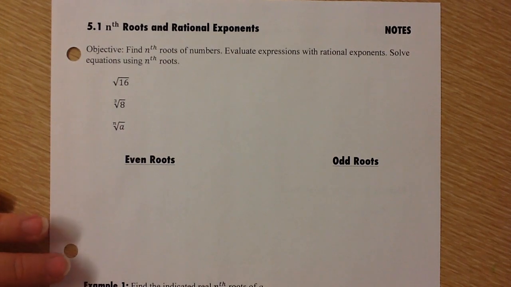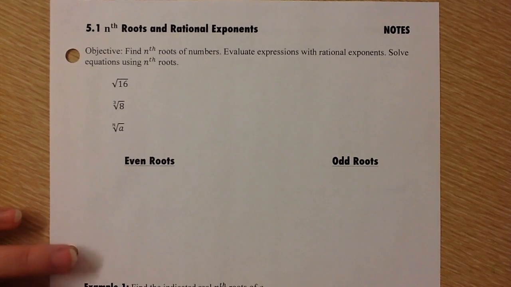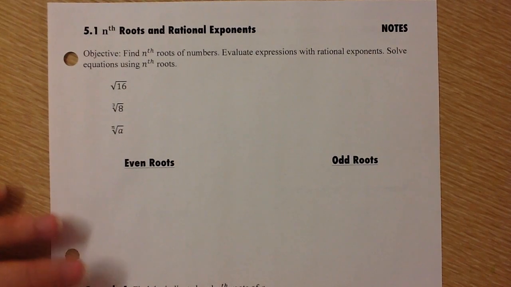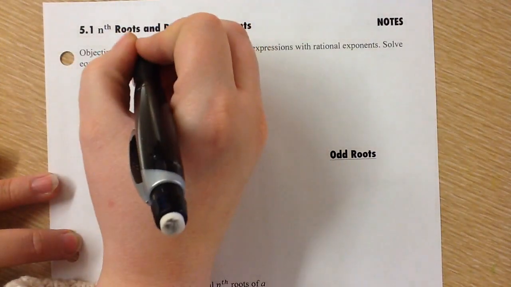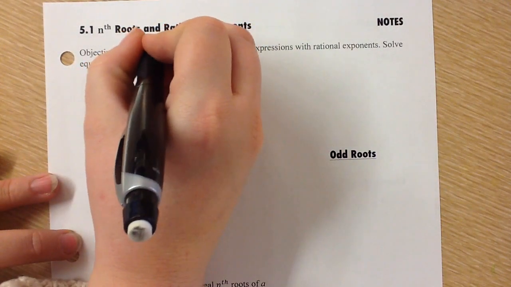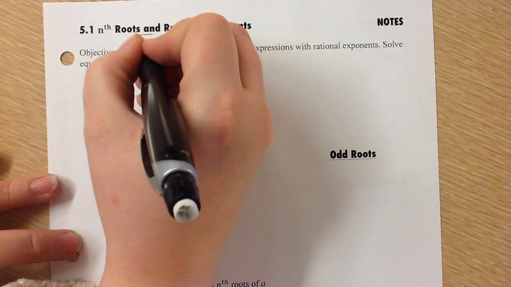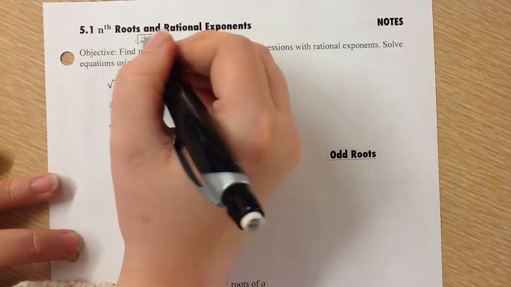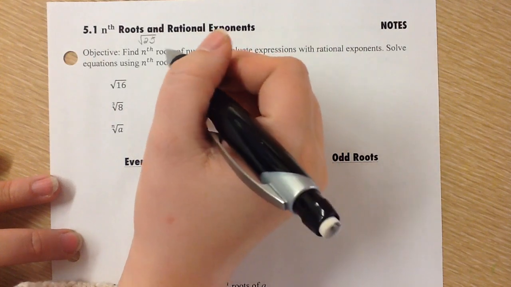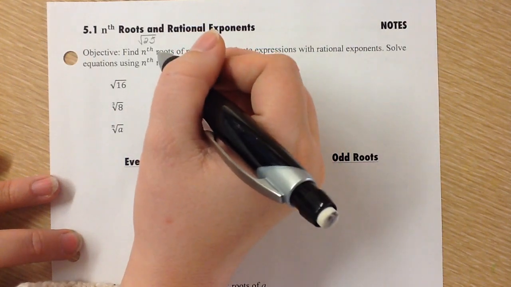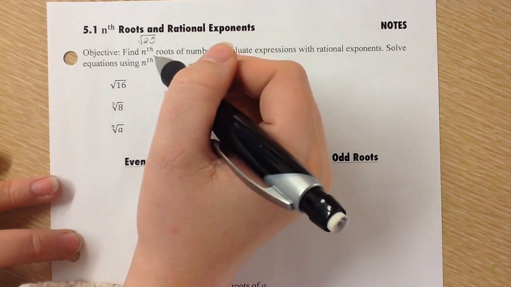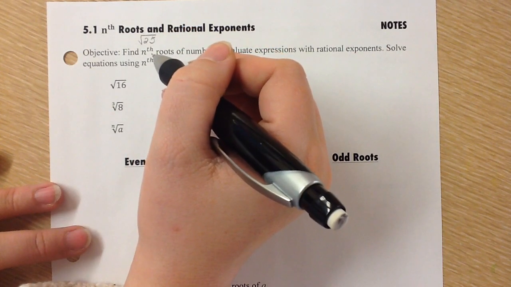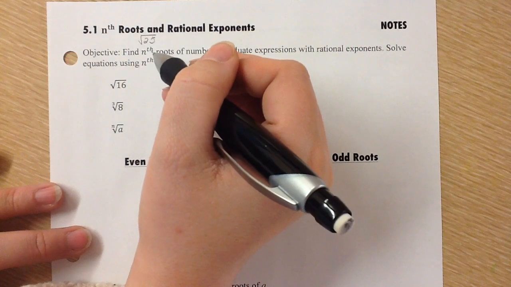All right, section 5.1, we're doing nth roots and rational exponents. Our objective is to find nth roots of numbers. So far, we've been dealing pretty much with square roots. We write them that way, like the square root of 25, where we're dealing with things to the second power, squared. Now we're going to up the ante a little bit. We're going to get into things that are cubed, cube roots, fourth roots, fifth roots, and so forth.